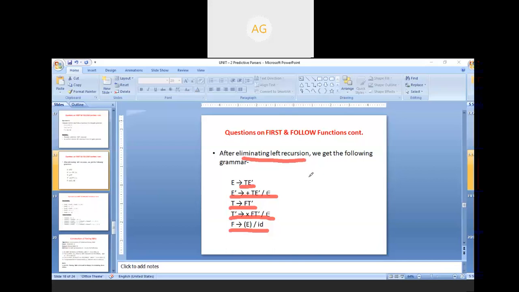Now you need to calculate the first symbols. So again, 2 minutes are given to you. You need to calculate the first symbol for each of the non-terminals given in this grammar.